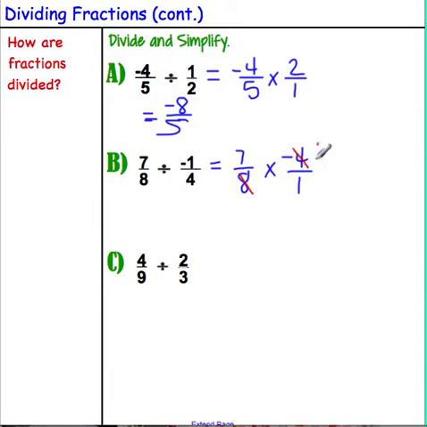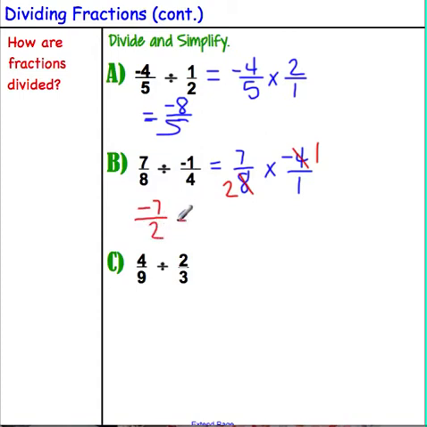Now in this instance, I see that 8 and 4 have a common factor of 4. 4 divided by 4 is 1. 8 divided by 4 is 2. By simplifying ahead of time, I assure that I will have the simplest form when I multiply it out and not have to deal with big numbers. 7 times negative 1 is negative 7, and 2 times 1 is 2.